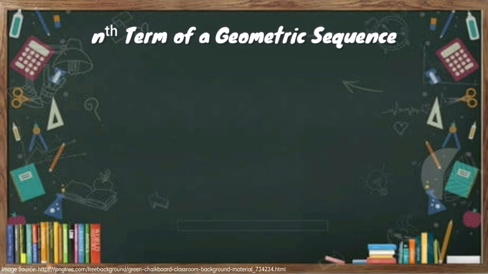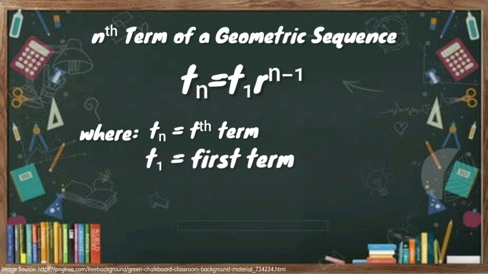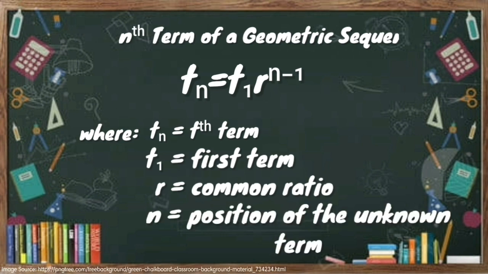The nth term of a geometric sequence is determined by the formula t sub n is equal to t sub 1 times r raised to n minus 1, where t sub n is the nth term, t sub 1 is the first term, r is the common ratio, and n is the position of the unknown term.